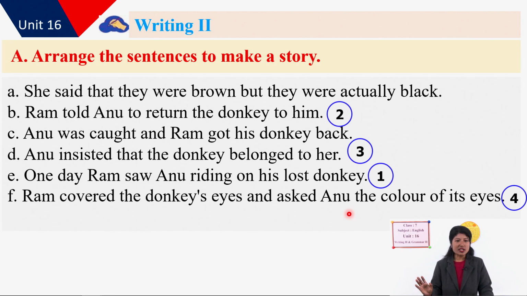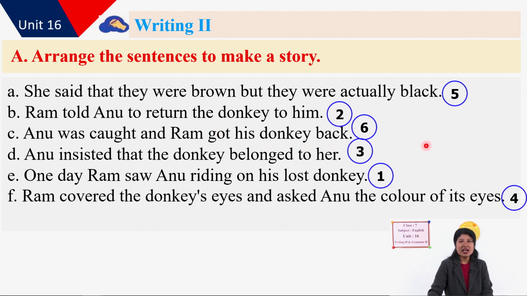Ram was very clever, and to find out whether Anu was telling the truth or not, what did he do? He covered the eyes of the donkey. Had the donkey belonged to Anu, then Anu would have quickly told the color of the eyes. But what happened? She said they were brown. And what was the real color? They were black. And what happened? As a result, Anu was caught and Ram got his donkey back.